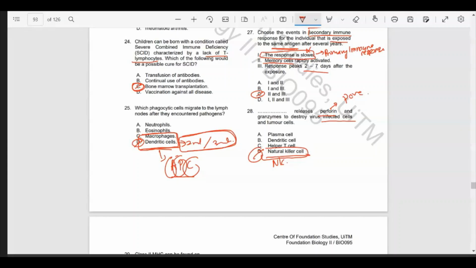Once pores have been formed, then the next chemical molecule is inserted, which is granzyme. Granzyme causes the cell to be destroyed. It leads to apoptosis, programmed cell death. Okay, thank you. Next, Aisyah, 29.